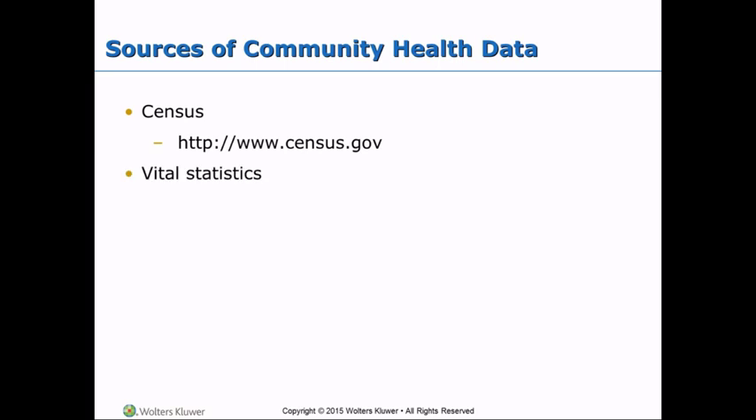Vital statistics are other sources of community data. These data describe legally registered events such as births, deaths, marriages, and divorces. The CDC's National Center for Health Statistics collects and publishes vital statistics from individual states. You can use these data to examine trends over time and to help you develop intervention strategies.